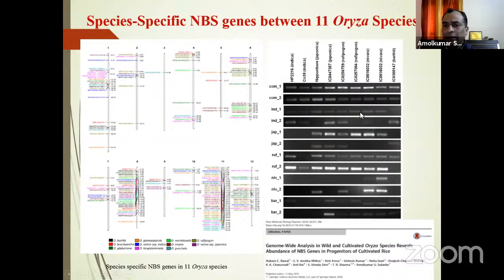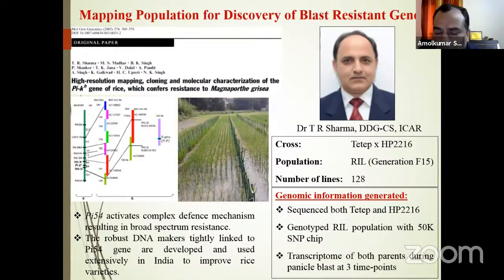And then we identified whether these genes are really species specific or not. So there are some genes, like from Bharti or Nivara, which are really species specific. These are not present in other species. We published this in Plant Molecular Biology Reporter. And after that, we started identifying genes from the same cross, because this TTEP is really a big source of these resistance genes for blast.